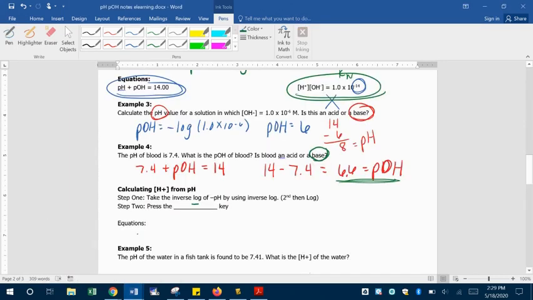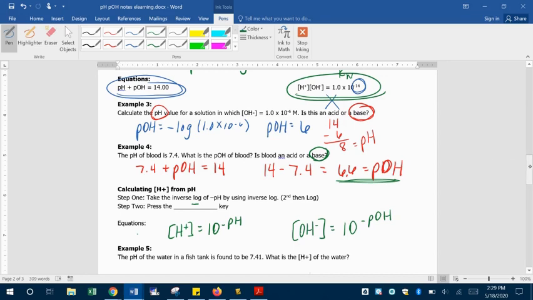And why this works is because our equation for calculating our hydrogen ion concentration from pH is 10 to the negative pH. So if you want to find the concentration of hydrogen, just do 10 to the negative pH. Similarly, if we have our pOH and we want to find our hydroxide ion concentration, we can simply do 10 to the negative pOH.